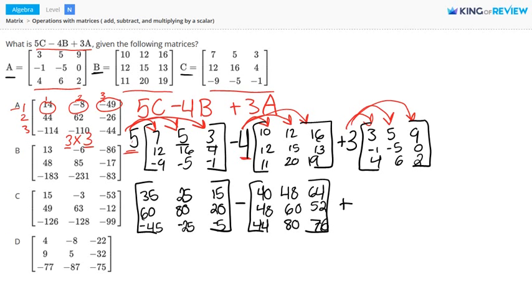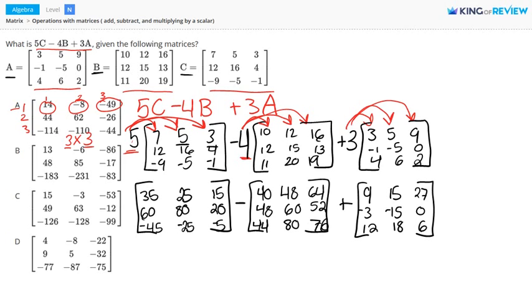And now we're adding 3a, so 3 times 3, that gives us a 9. 3 times 5 is 15. 3 times 9 is 27. For row 2, we have -3, -15, and 0. And the last row, we get 12, 18, and 6.